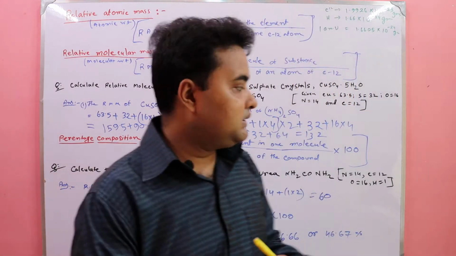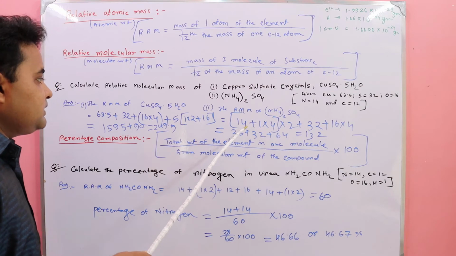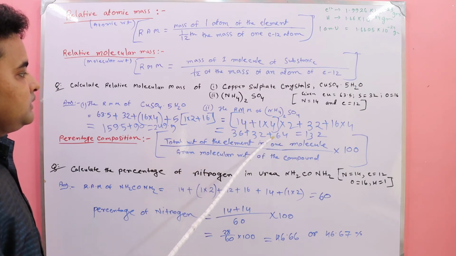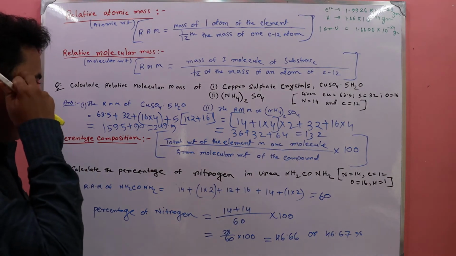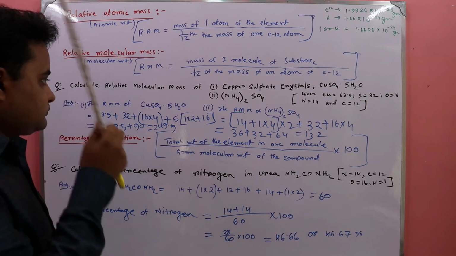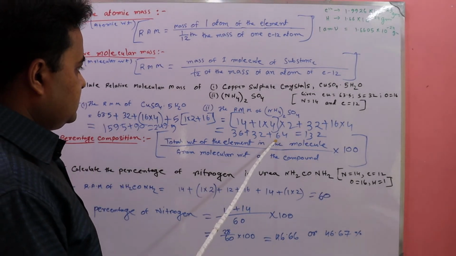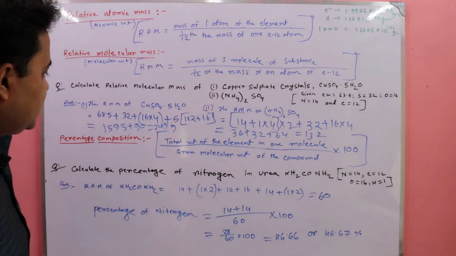It is so simple. This is 14 plus 4, according to BODMAS, we have to do the bracket calculation first. That means 14 plus 4 is 18, times 2 is 36, plus 32 and 64, which gives 132. Clear? Okay.